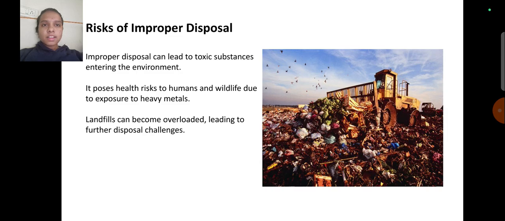It poses health risks for humans and wildlife due to exposure to heavy metals. Landfills can also become overloaded, leading to further disposal challenges. This is about the risks of improper disposal.